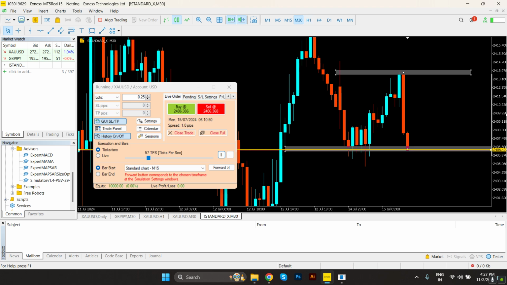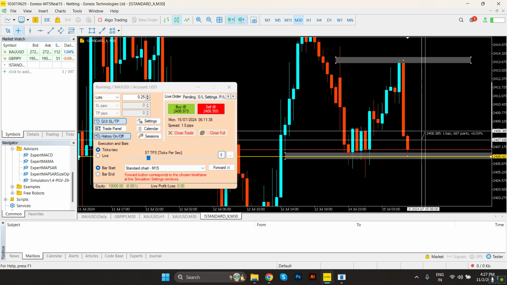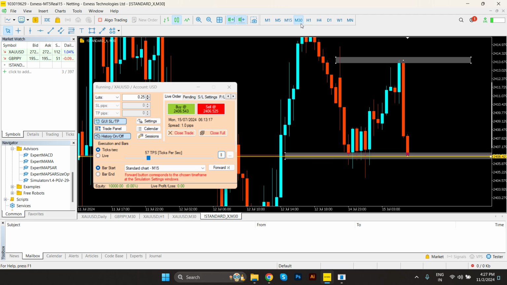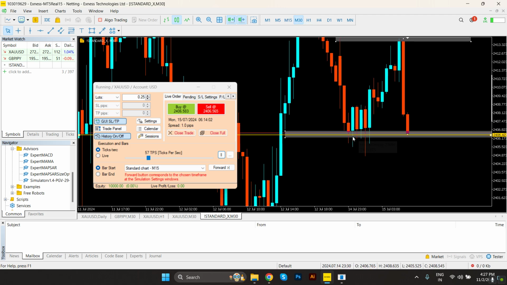Okay, breaking below this. 15-minute is whatever. We are approaching, we have some sort of wicks. This is a support, and we have one, two, three, four, five, six wicks to the left-hand side.